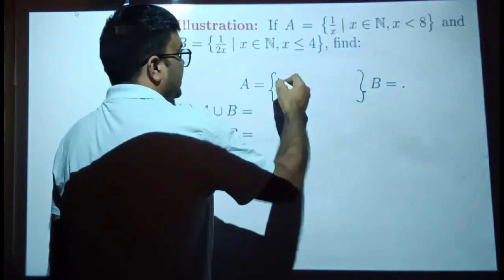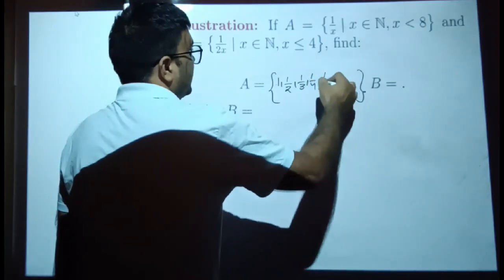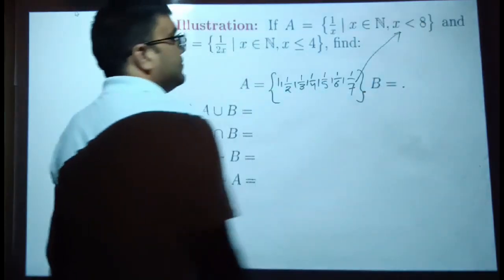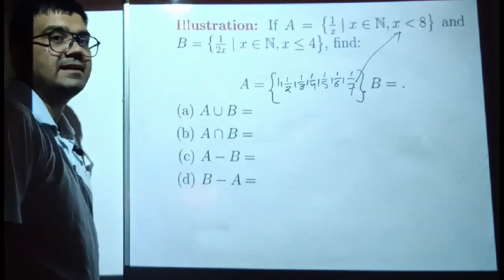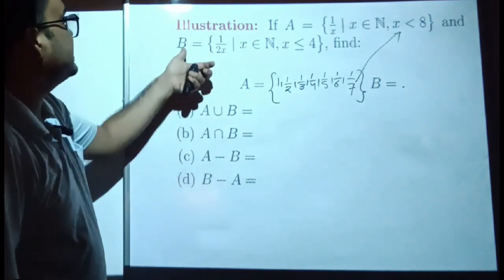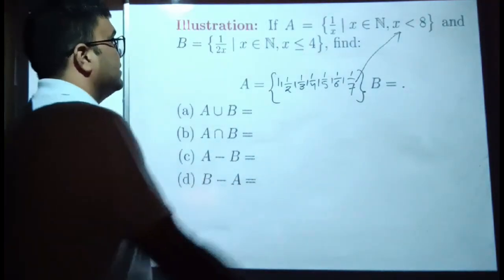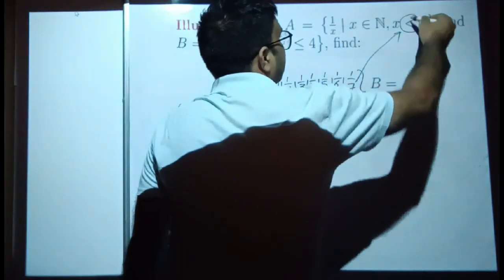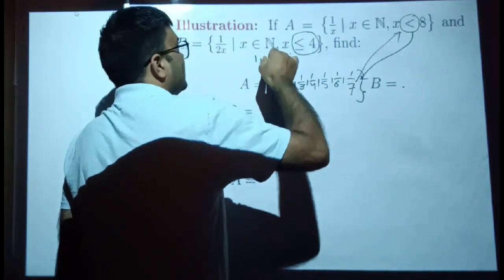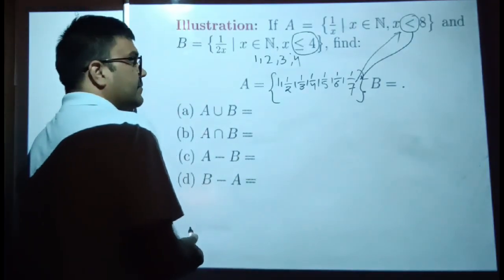So elements we have over here are 1, 1 by 2, 1 by 3, 1 by 4, 1 by 5, 1 by 6, 1 by 7. It is strictly less than 8, so it is only up to 1 by 7. And B has 1 by 2x, x belongs to N and x is less than or equal to 4. It is less than or equal to, so we will have the numbers 1, 2, 3 and 4. These are possible values of x.